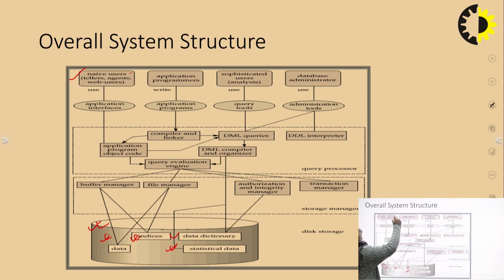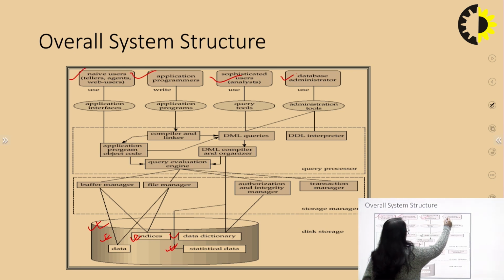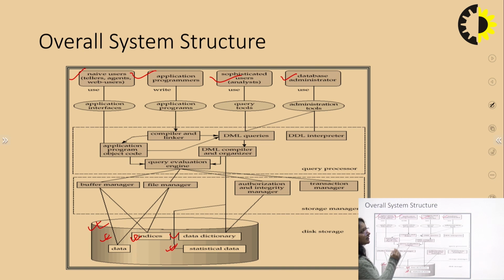So there are different types of users. We discussed earlier that there are n number of users according to their requirement, right? So these are the naive users like teller, agent, web user. According to their requirement, they use application interfaces already designed. With the help of application interfaces, they can use the database.